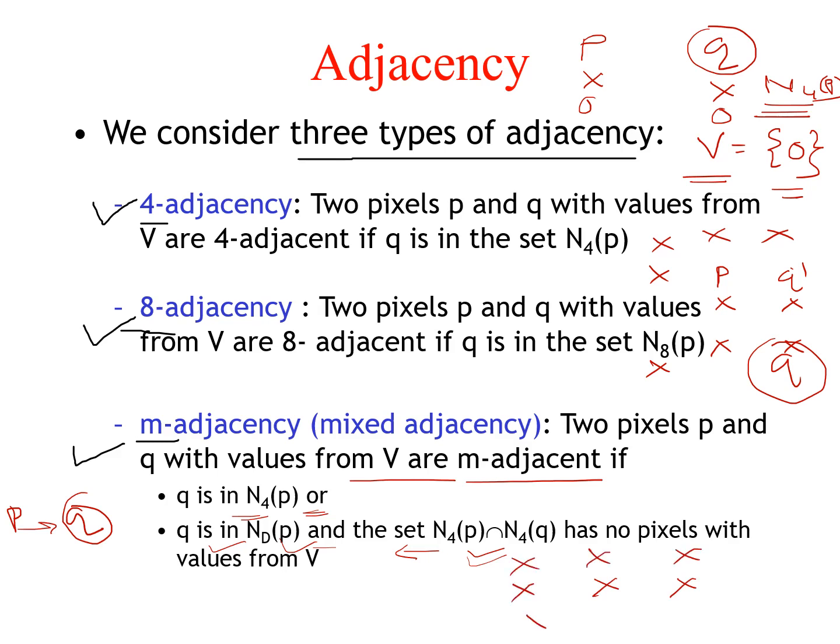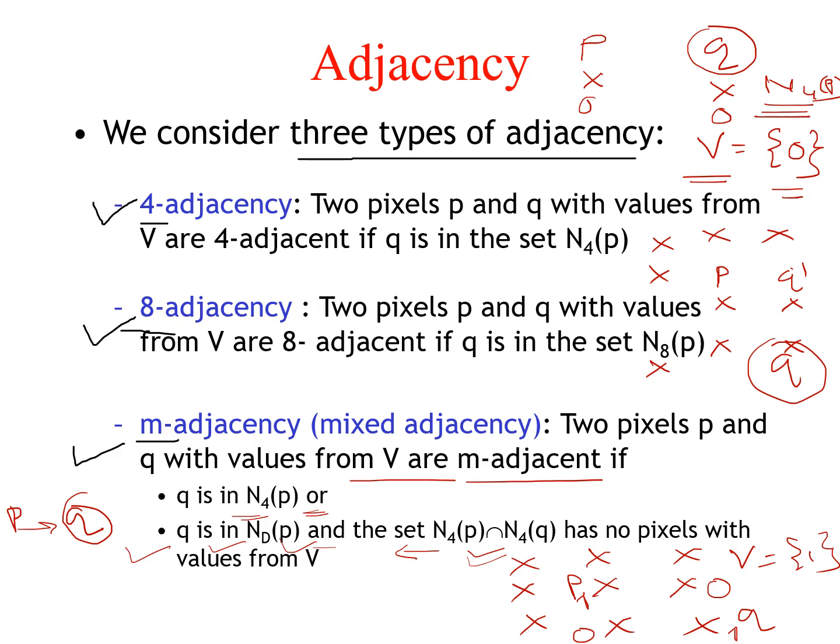I'll draw this first. So if this is P and this is Q, and V is the set {1}, suppose, and this is 1, this is 1, this is 0, this is 0. Now, what is the first condition? Q is in N4(P). Is the first condition satisfied? No. Why? Because Q is not in N4(P). So we'll go for the next condition.